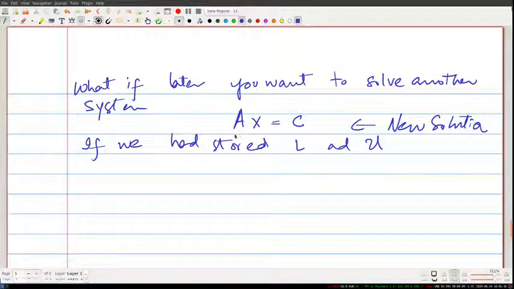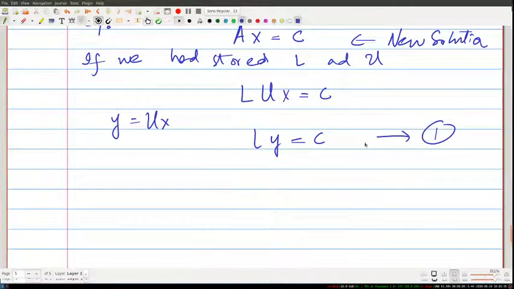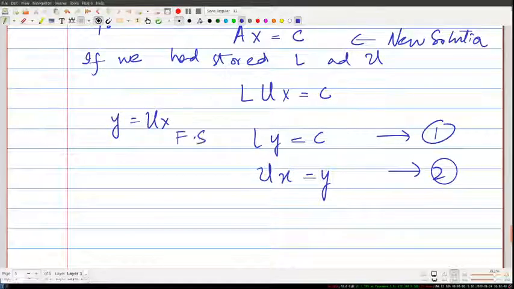So if you just factorize it once and you have L and U, this time you will be solving Ly equals c first. So let's say this Ax equals c will be LUx equals c. We do the same substitution, y is equal to Ux. So we do Ly equals c, we solve that first, and then once we have y, we solve Ux equals y. And that's the same process. You do forward substitution here and backward substitution here.